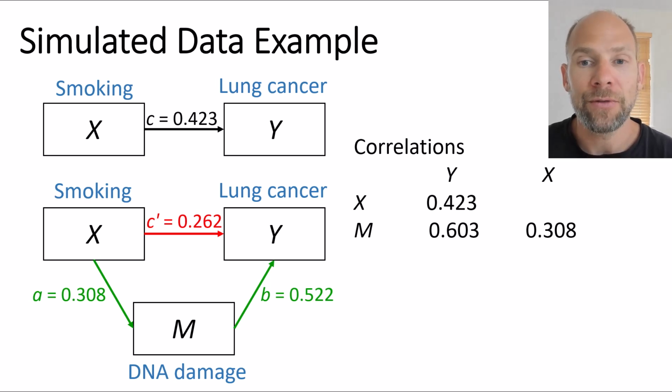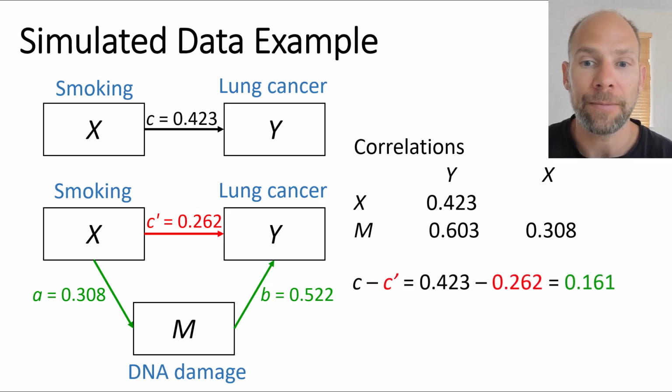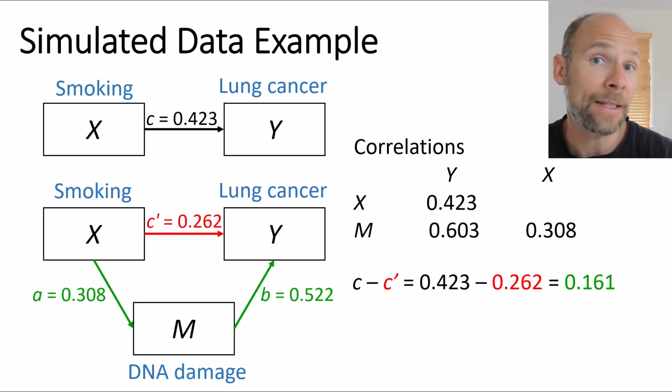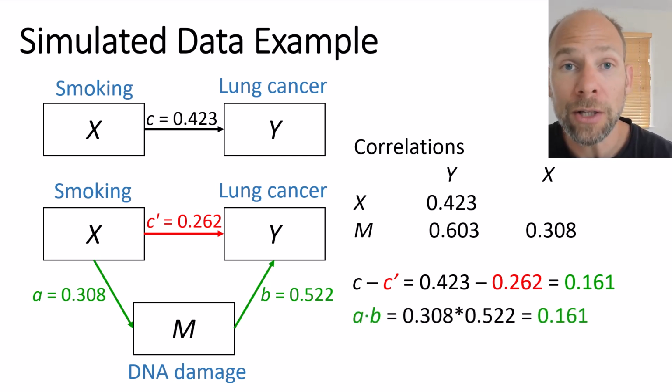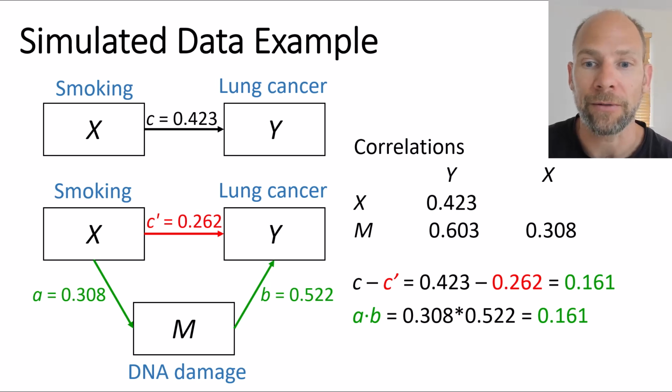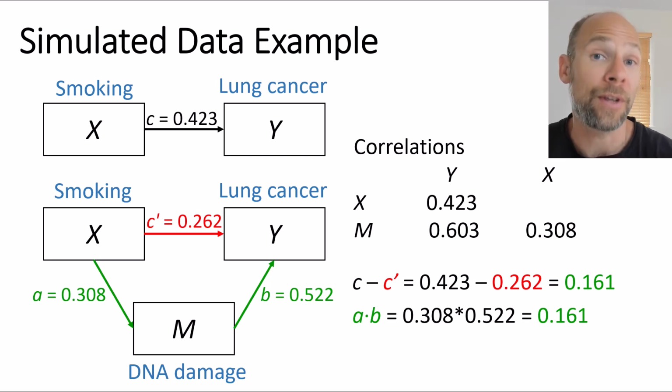Now, based on these coefficients, we can calculate, first of all, the indirect effect. The first way we can do this is by taking the difference between C and C prime. So 0.423, the correlation, minus 0.262, the standardized partial regression coefficient from the second model, yields 0.161. And that's our standardized indirect effect. We can also calculate the indirect effect as the product of the A and B coefficients. So 0.308 times 0.522 within rounding error also yields 0.161.